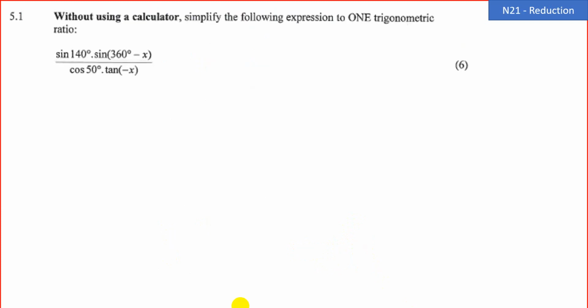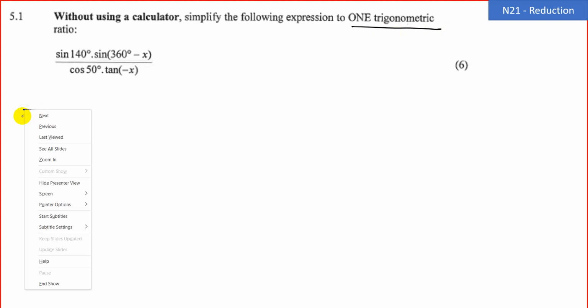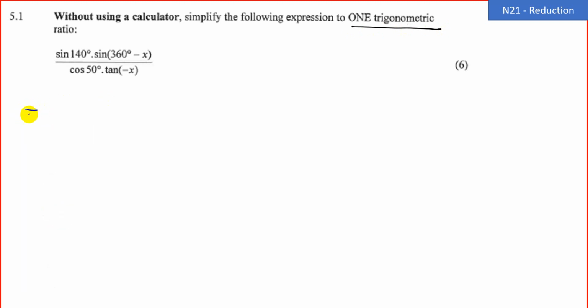Looking at our next question, it says, write without using a calculator. Simplify the following expression to one trig ratio. So if we look at the question, the first one is sine 140. Once again, we're going to use our reduction formula. And remember, 140 is in the second quadrant. We can say 180 minus theta, and in this case, 180 minus 40.